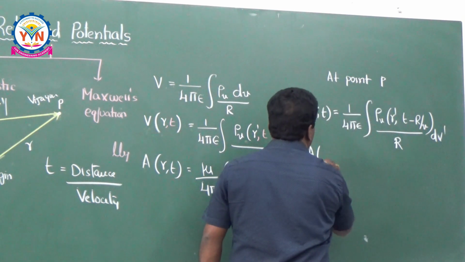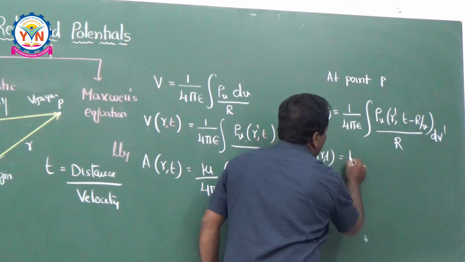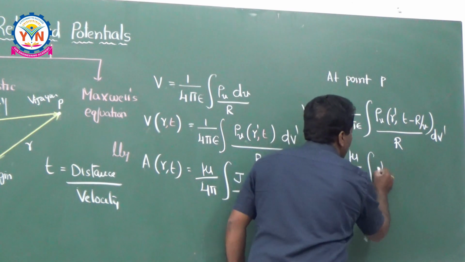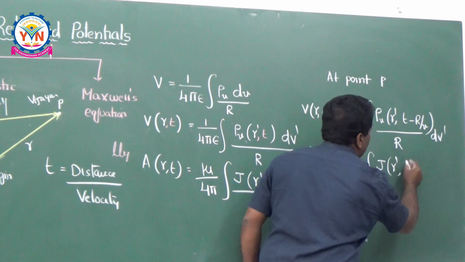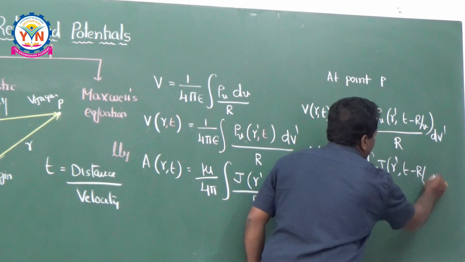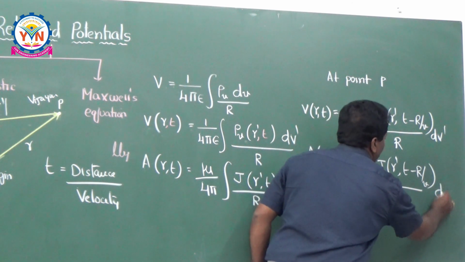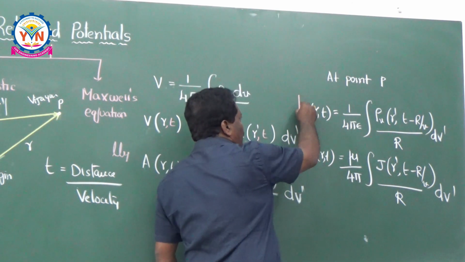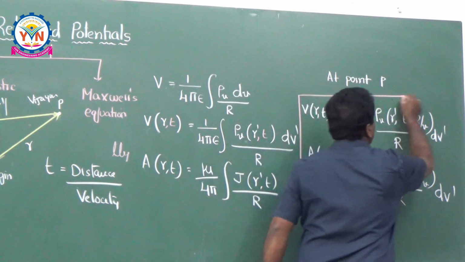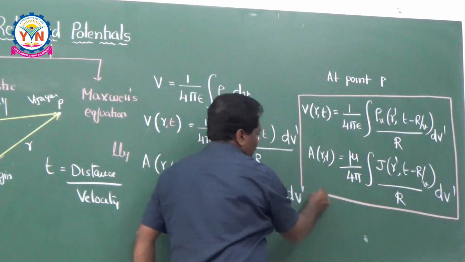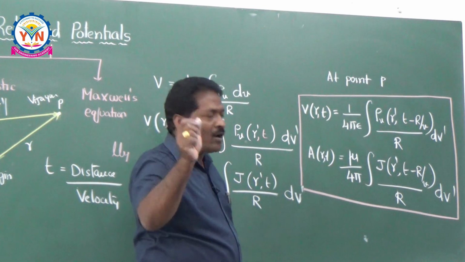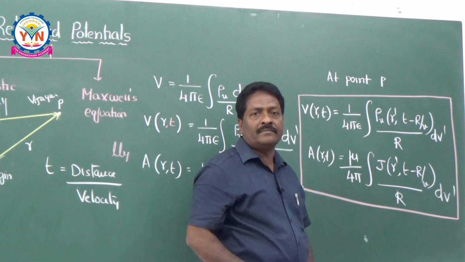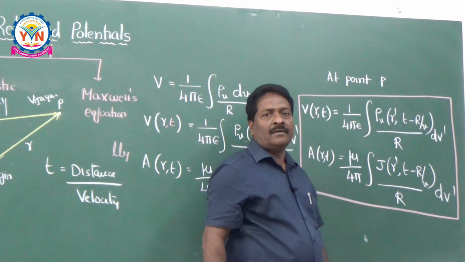Similarly, A of r comma t is equal to mu by 4 pi integral. Here what is the source? J of r dash comma t minus r by v seconds, divided by r into dv dash. So these are the equations which are time delayed by r by v seconds, or otherwise you can say they are retarded by r by v seconds. That's why these two equations are called retarded potentials, or delayed potentials.